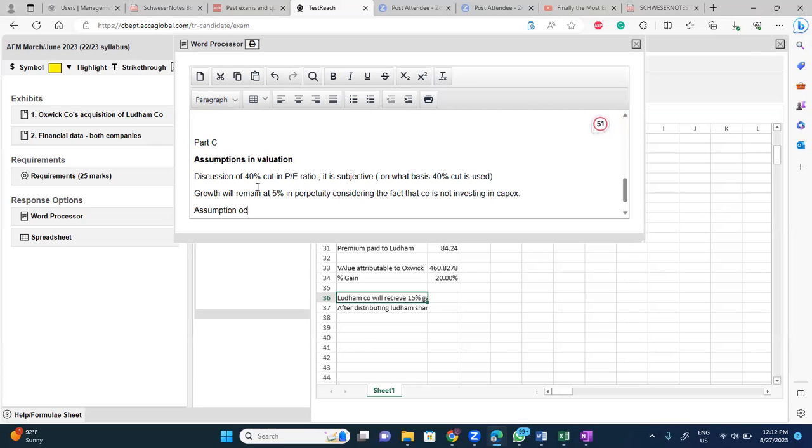Assumption of no capex after year 4 is unrealistic. Why is it unrealistic? Because in a few years, all the previous assets will be depreciated. So what will you do? You will run without assets? That is not possible.